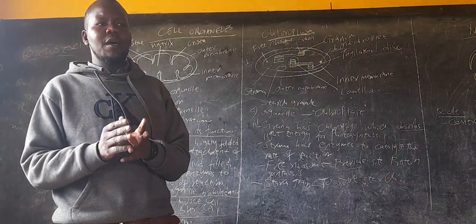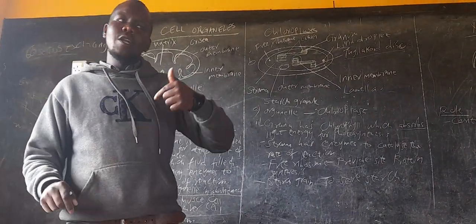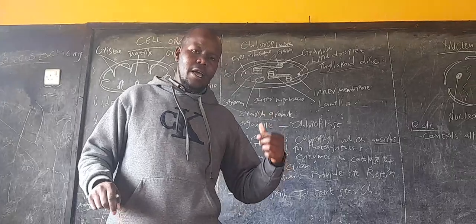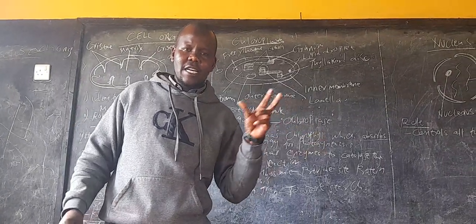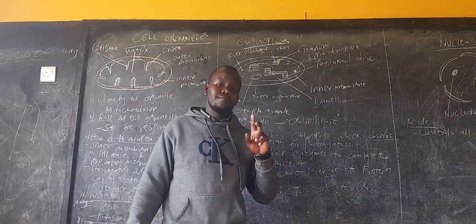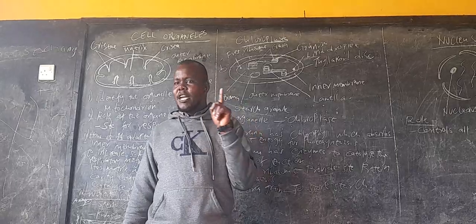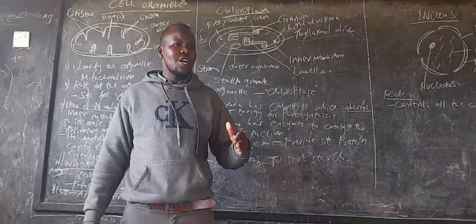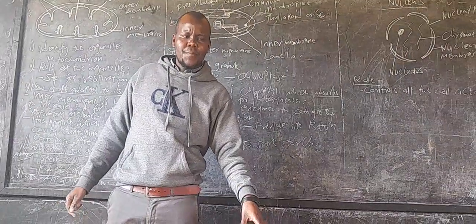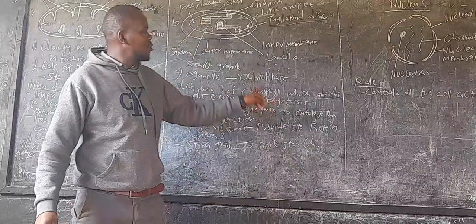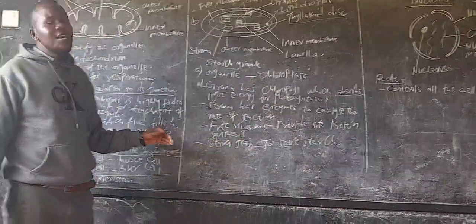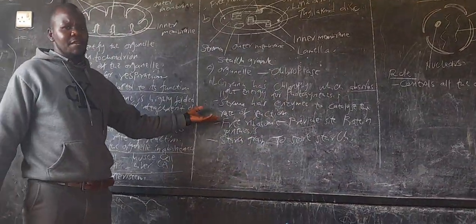Those enzymes are found where? In the stroma. And when you check, they will be playing a role in that stage. In that stage, we say there is no light. We are using the ATP energy, the adenosine triphosphate. Are you getting the point? So what will happen at this point? This one is to speed up the rate of reaction.